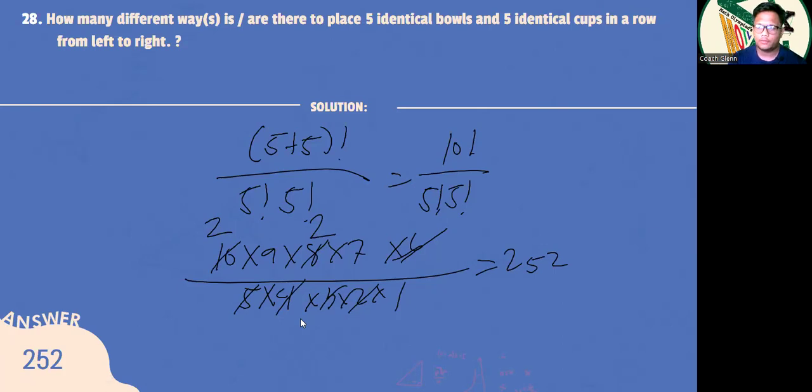Where did you get 13? Because there were 13 ranks of the cards. Okay, if no more questions for 28, let's have number 29.